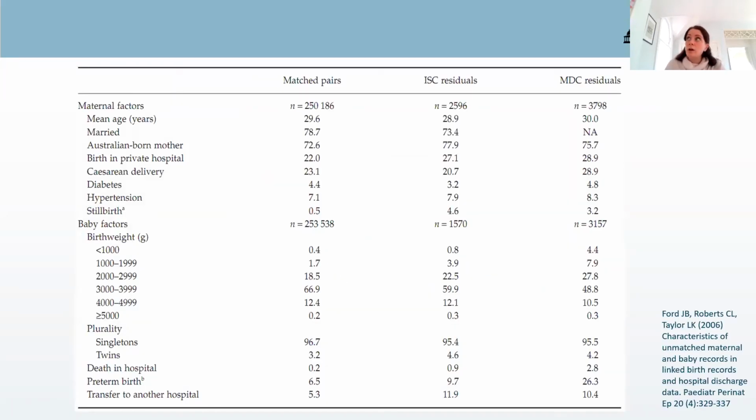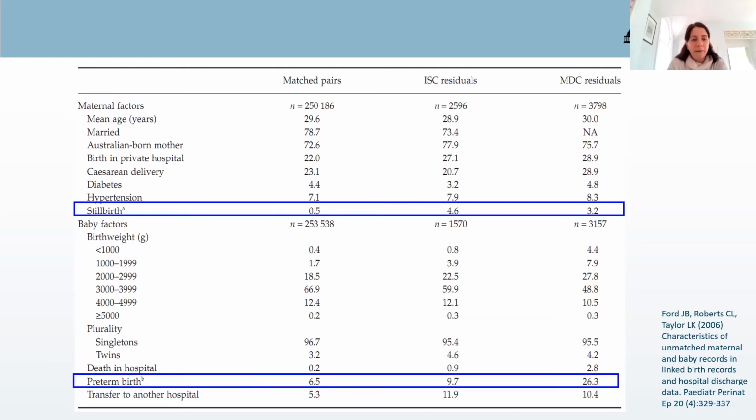If we expect all of our records to link, then one very helpful thing to do is to compare the characteristics of linked and unlinked data. This study was looking again at mother-baby linkage, but in an Australian data set. The first column is the characteristics of the matched pairs or the linked records. The second is the unlinked baby records, and the third, the unlinked maternal records. So they found that the records that had the outcomes they were interested in recorded were much less likely to link.